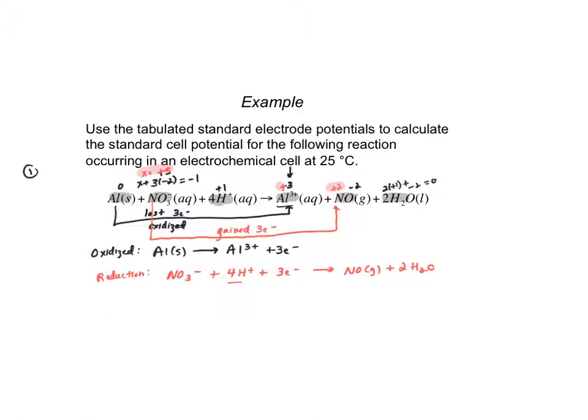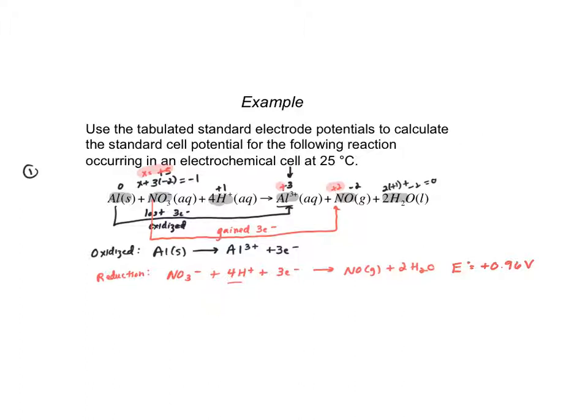Now our job is to go into that table and find these particular half reactions, okay? So for the reduction one, you will find, listed in that table, nitrate plus 4 protons plus 3 electrons going to make NO and 2 waters. And you look it up, you'll find it. That half reaction has a potential of a positive 0.96 volts, okay?